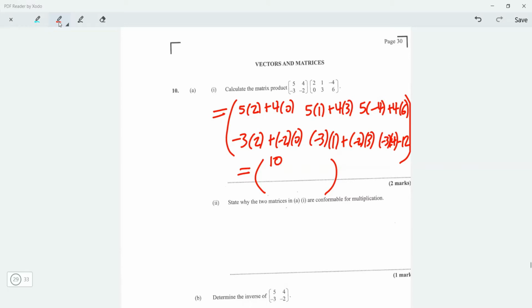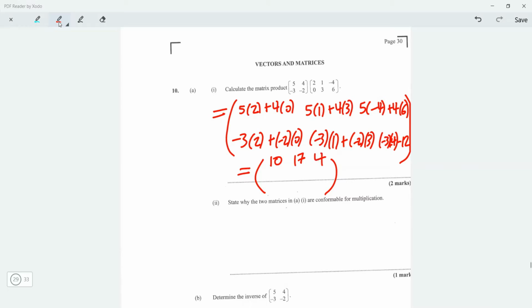Then 5 times 1 is 5. 5 plus 4 times 3. 4 times 3 is 12. 12 plus 5 is 17. 5 times minus 4 is minus 20. Minus 20 plus 24 is 4.